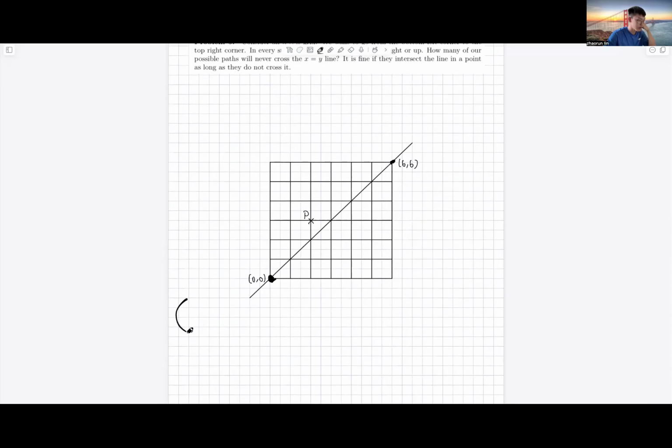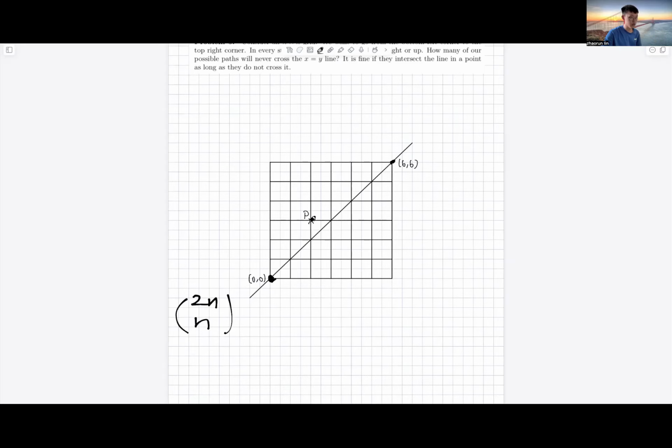So the total number of ways, you should know from the last problem set, is just 2n choose n, right? Since we have 2n steps in total to take. There are n steps that we go right and n steps that we go up. So we can choose just which steps we want to go right or go up. So it's 2n choose n. This is the total number of ways.